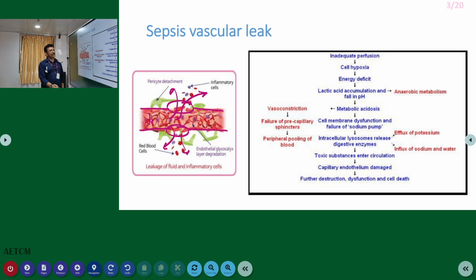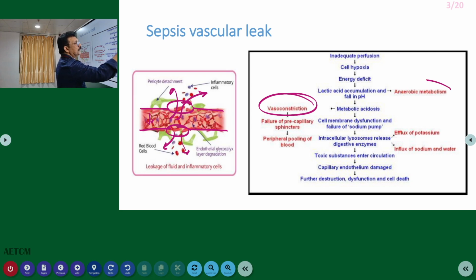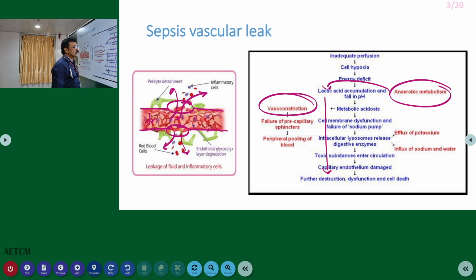Another important problem is vasoconstriction because of the infection and inflammation. Peripheral vasoconstriction will occur. Then the internal circulation will come down. There will be activation of anaerobic metabolism that leads to lactic acidosis. So that acidosis also will be there. So this is a multitude of different types of problems occurring in septic shock.